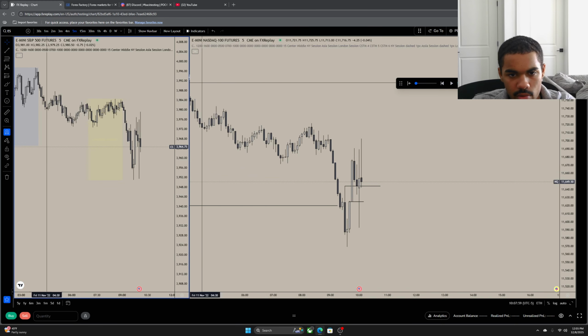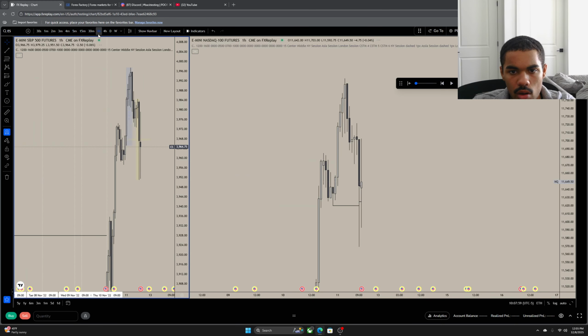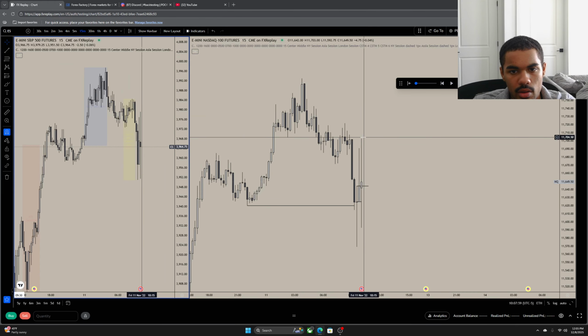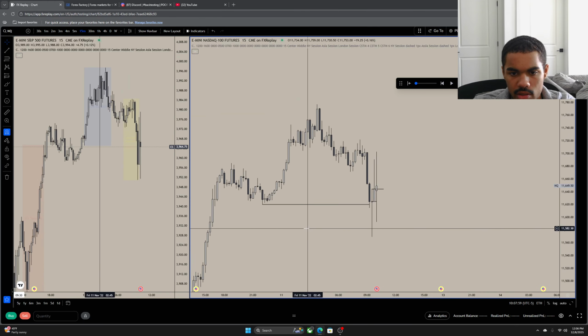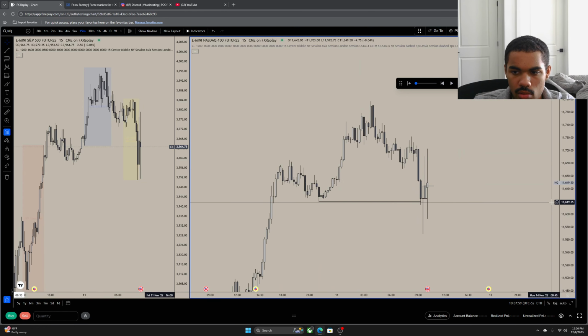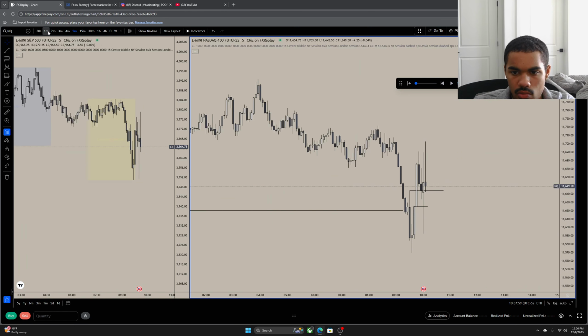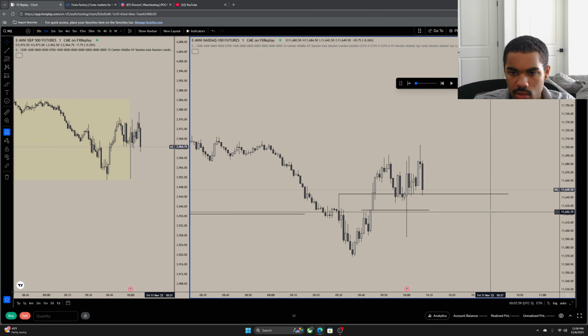Can I see price going higher? Yeah, we got LR here. We're rejecting this 4 hour gap. Overall super bullish still. I would rather want to take longs.